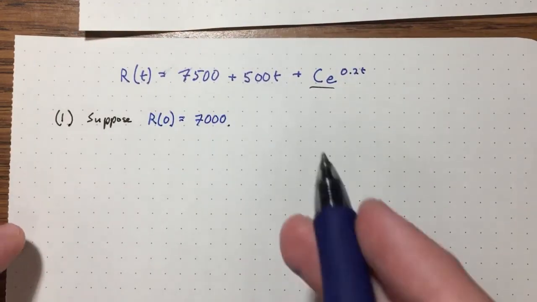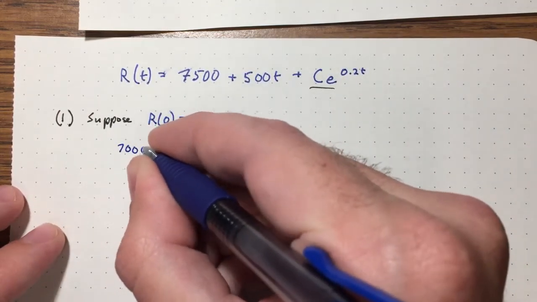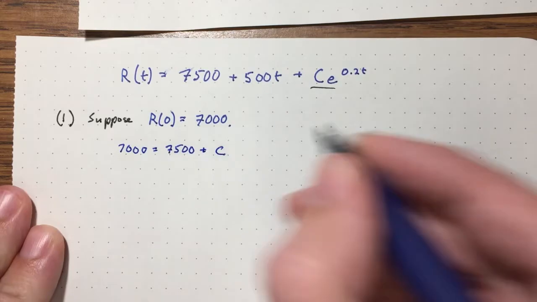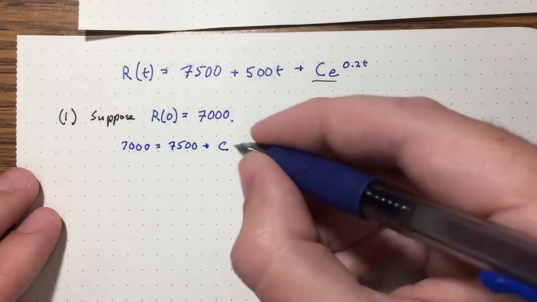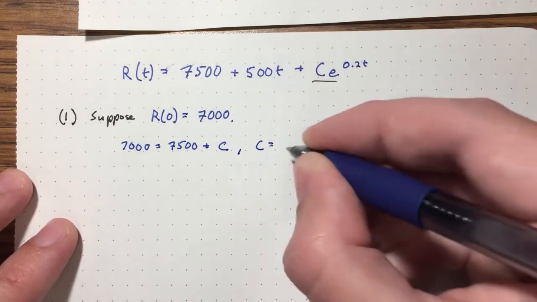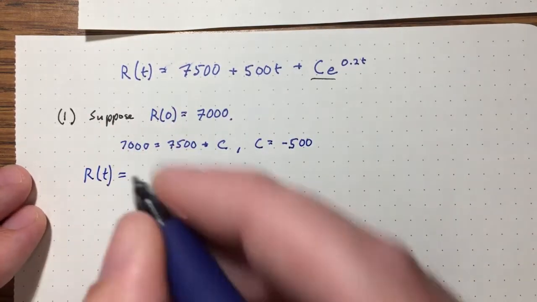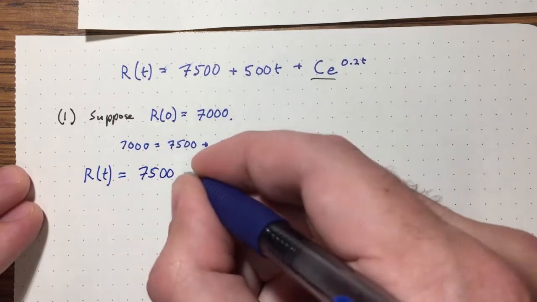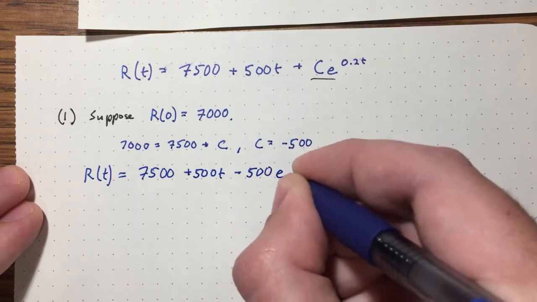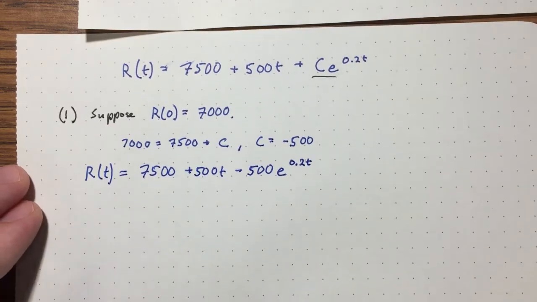Well, let's plug it in. So we get 7,000 equals 7,500. This just becomes 0, and we get plus c, because we're plugging in 0 for t. So what does that mean? That means c is negative 500. So let's write our function: 7,500 plus 500t minus 500 e to the 0.2t. What does that look like?